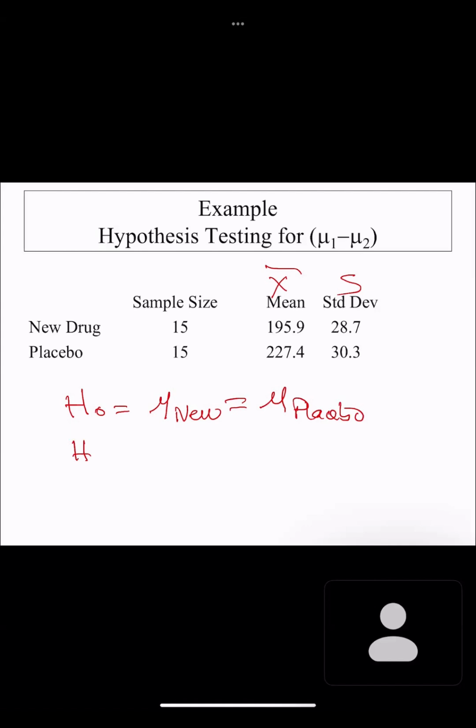And your research hypothesis, we call it the alternative hypothesis. Based on the handouts, it's always called H1. It's fine, we can always call it H1, but it is my research hypothesis. This is what I'm trying to prove. I want to prove that mu of new is less than mu of placebo. So this is one-sided.